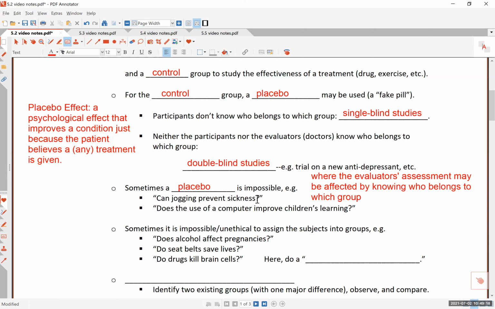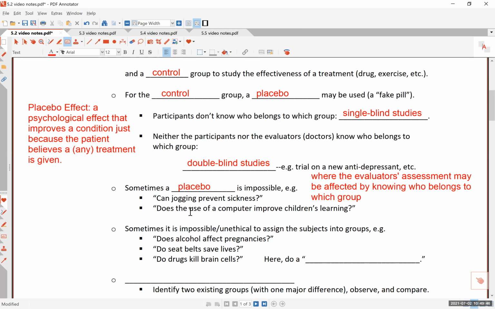You know, you have a treatment group, and you ask them to jog every day, let's say for half an hour, right? And then the control group gets a fake pill. Can you think of a fake type of jogging? You know, you really can't do that, right? How about this? Does the use of a computer improve children's learning? You know, so you can give 50 students a real computer and you can give 50 students a fake computer.